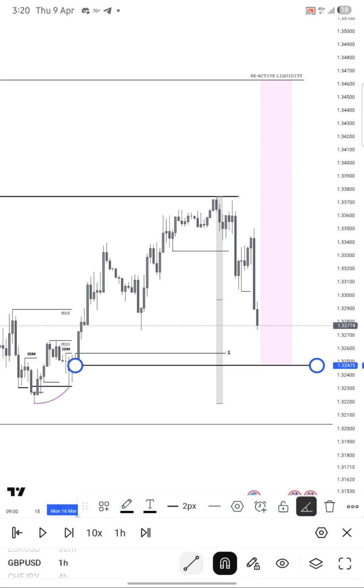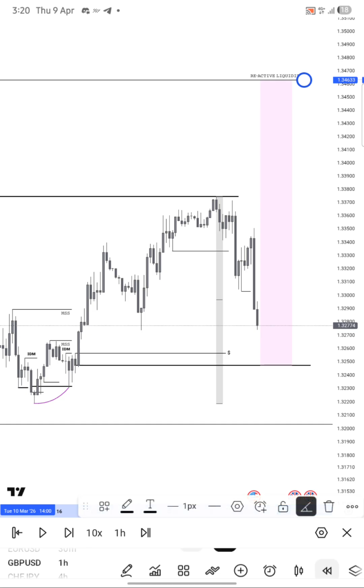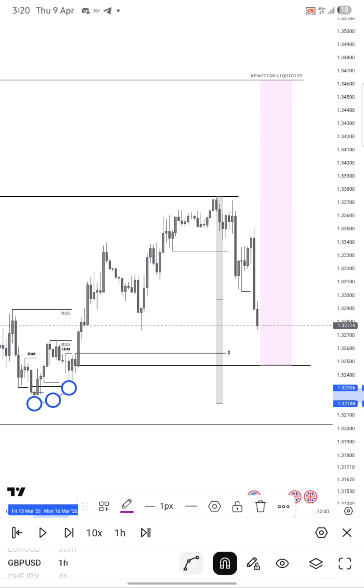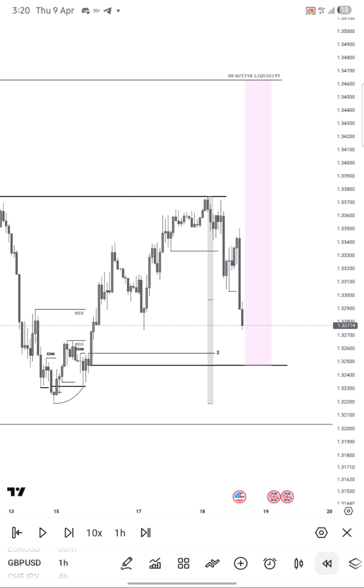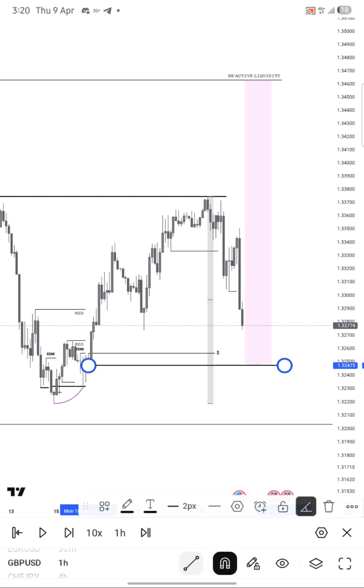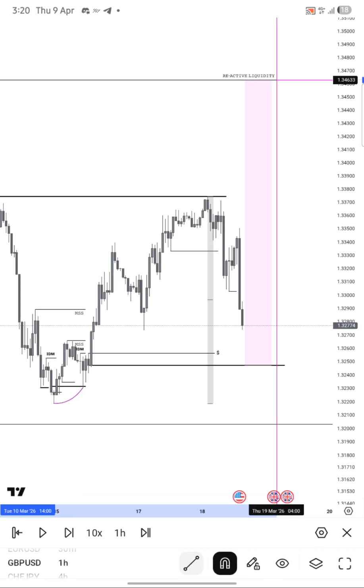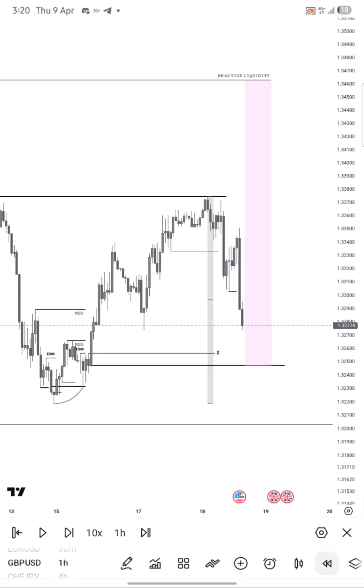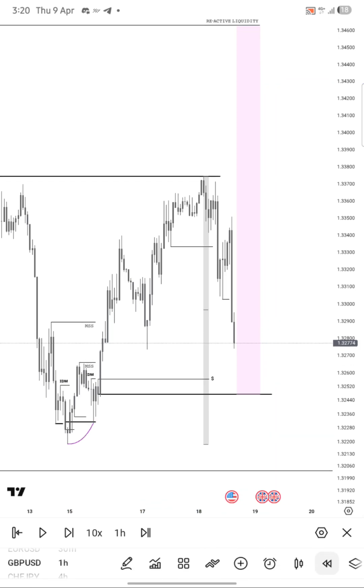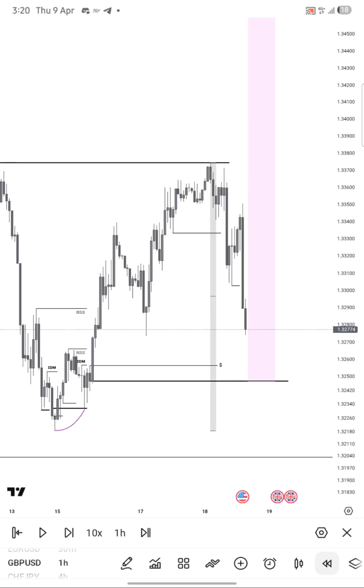Our area of interest must engineer liquidity to the upside for the price to come back and take out the sell side liquidity. So what we are going to be anticipating is sniping from this level and targeting the buy and sell liquidity and selling from there. So this is what we need to see on the market. This is our direction.